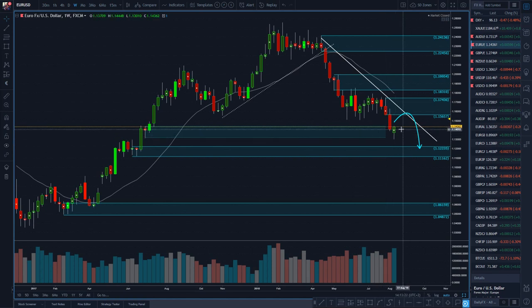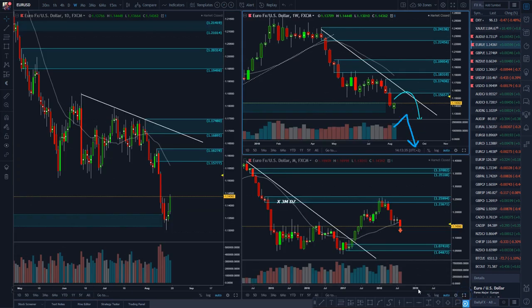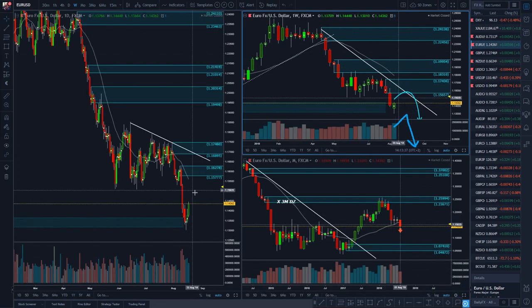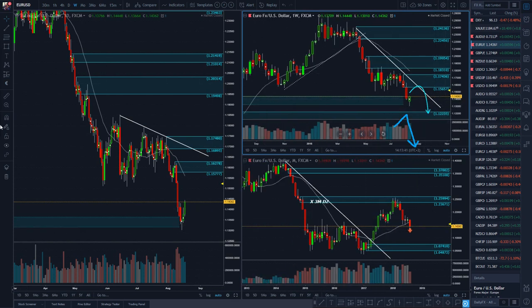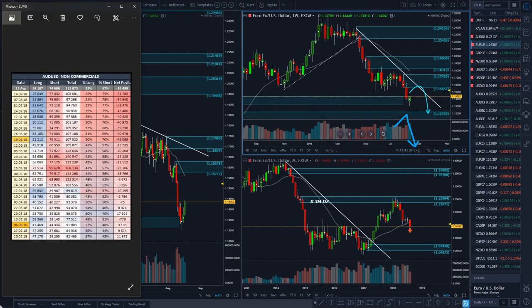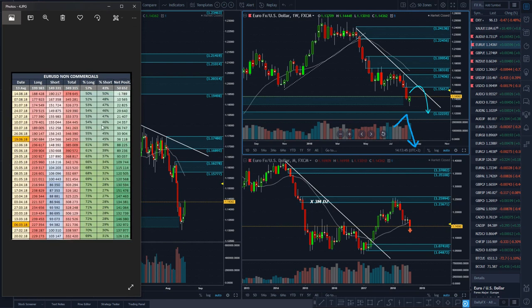So what I'm now waiting for is that if the price comes back here, I'll be looking to short it down here. I'm not interested yet in getting into longs, because we still have a daily downtrend and a weekly downtrend, and this is consolidation. So still, it's not convincing enough for me.